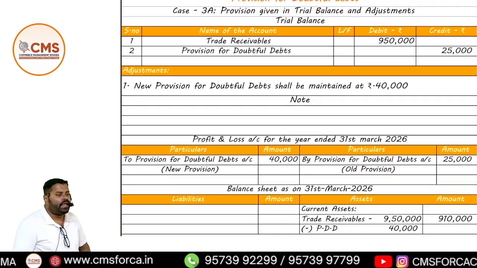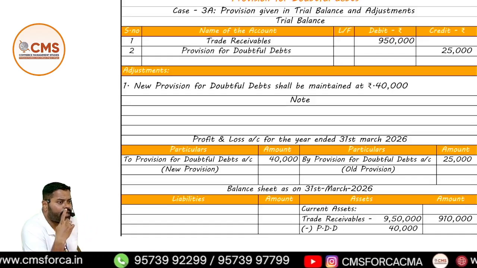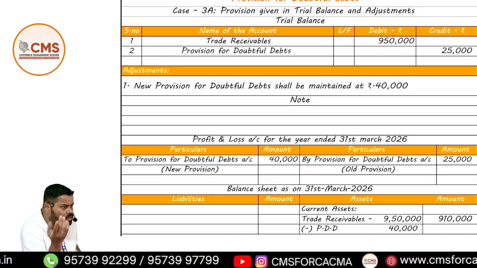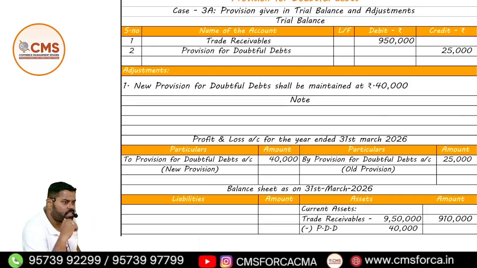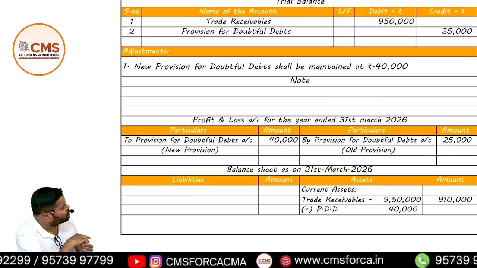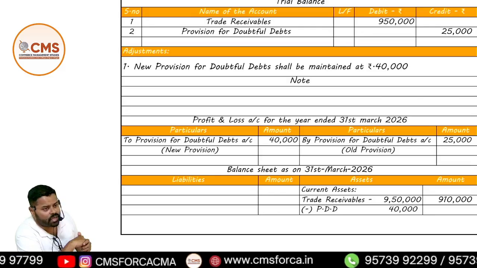Provision is there inside your trial balance, and they are asking you to create or extend the provision in adjustments. That is two places. Provision is there in trial balance, provision is given in your adjustments there. So what is the thing that you are doing? Trade receivables, how much is it? 9 lakhs 50,000. Provision for doubtful debts is given as 25,000.